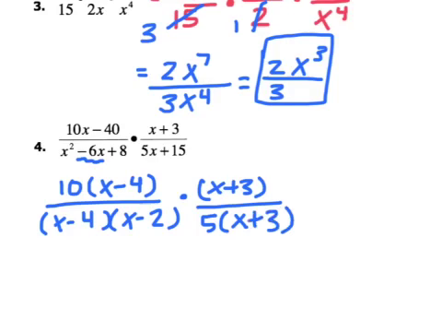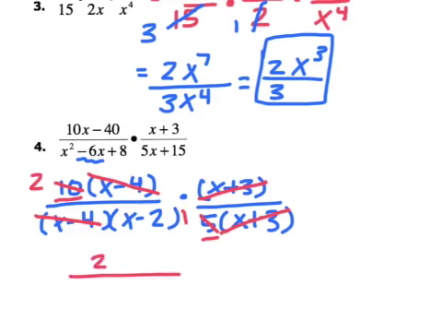You can now simplify anything in any numerator with the same thing in any denominator. So I'm going to cancel my x plus 3's. I've got one on top, one on bottom. I'm also going to cancel my x minus 4's because I had one on top and one on bottom. And I'm going to cross-reduce the 10 and the 5. So 10 and 5, if I reduce those, would become a 2 and a 1. I can now multiply straight across the top. The only thing I have left on the top is a 2. In the denominator, I've got an x minus 2 left, and I've got a 1 left. So you are left with x minus 2 in the denominator.